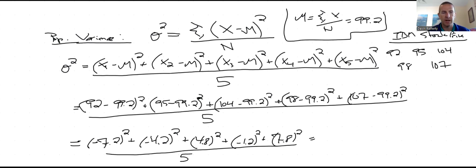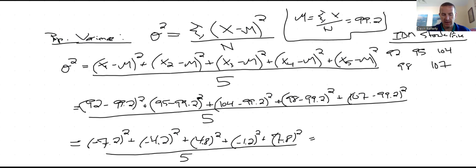Now, we're just going to have to start squaring these. The squares are going to get rid of the negative numbers. Remember, negative 4.2 squared is negative 4.2 times negative 4.2, not negative 4.2 times 2. When you're squaring something, you're multiplying a number by itself. That's what the squares are saying.